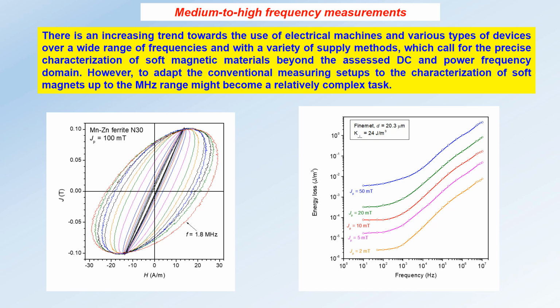In the figure on the left, you can see hysteresis loops from DC up to 1.8 MHz for a commercial manganese zinc ferrite M30 at the peak polarization of 100 mT. In the figure on the right, you can see the energy loss behavior versus frequency for a Finemet toroid, nanocrystalline alloy of thickness 20 micron, and this is a transversally annealed sample with the induced anisotropy K of 24 joule per cubic meter. So you have the hysteresis loop and the energy loss behavior.